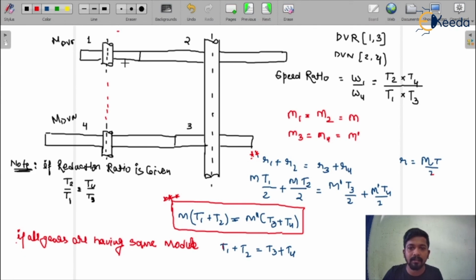I already explained the concept behind the reverted gear train, and now we will do some questions on it. The remaining things you can easily understand. We will see how to solve the problems and what types of questions come in the examinations based on the reverted gear train.